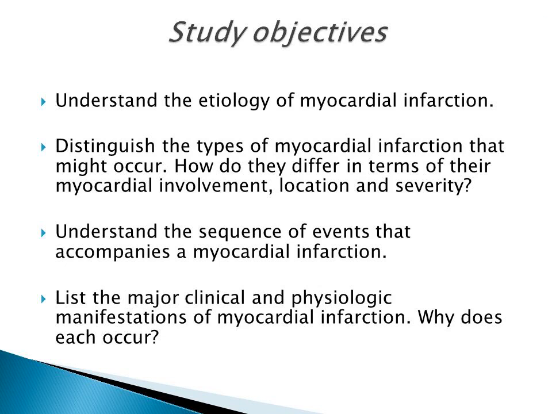Study objectives: understand the etiology of myocardial infarction. Distinguish the types of myocardial infarction that might occur. How do they differ in terms of their myocardial involvement, location and severity? Understand the sequence of events that accompanies a myocardial infarction. List the major clinical and physiologic manifestations of myocardial infarction.